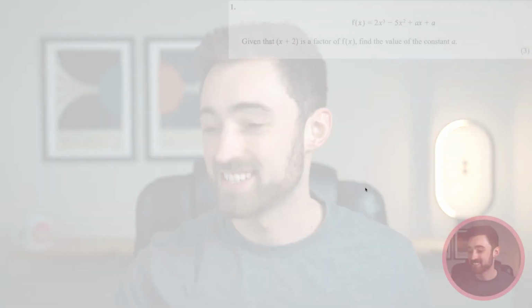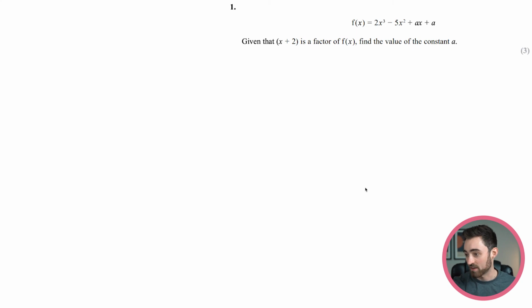Right, let's have it. So question 1 says f of x equals all of that, so some cubic. And we can see that we've got these unknown coefficients here in A. Given that x plus 2 is a factor of f of x, find the value of the constant A. So, it's the factor theorem, right? So factor theorem is basically saying, if x plus 2 is a factor, then f of minus 2 is 0. So f of minus 2 is 0. Basically just sub it in, a few marks, and we're done.